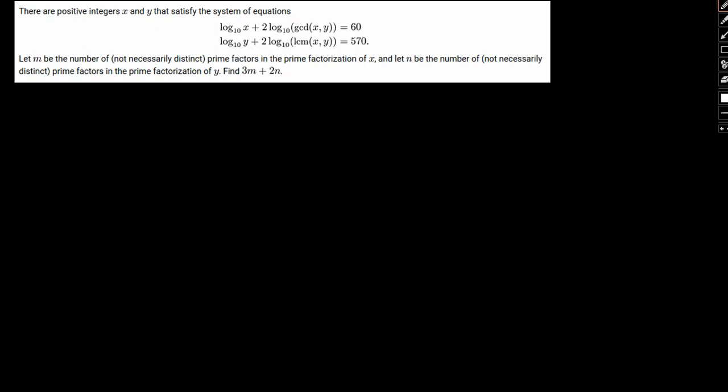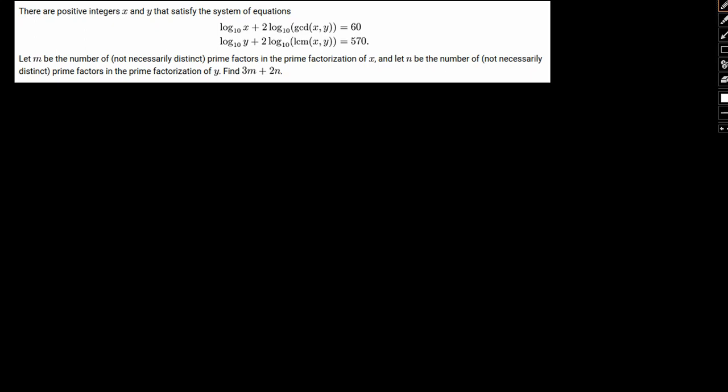So here we have positive integers x and y that satisfy the equation log base 10 x plus 2 log base 10 of the greatest common divisor of x comma y equal to 60, and log base 10 y plus 2 log base 10 of the LCM of x comma y equal to 570.